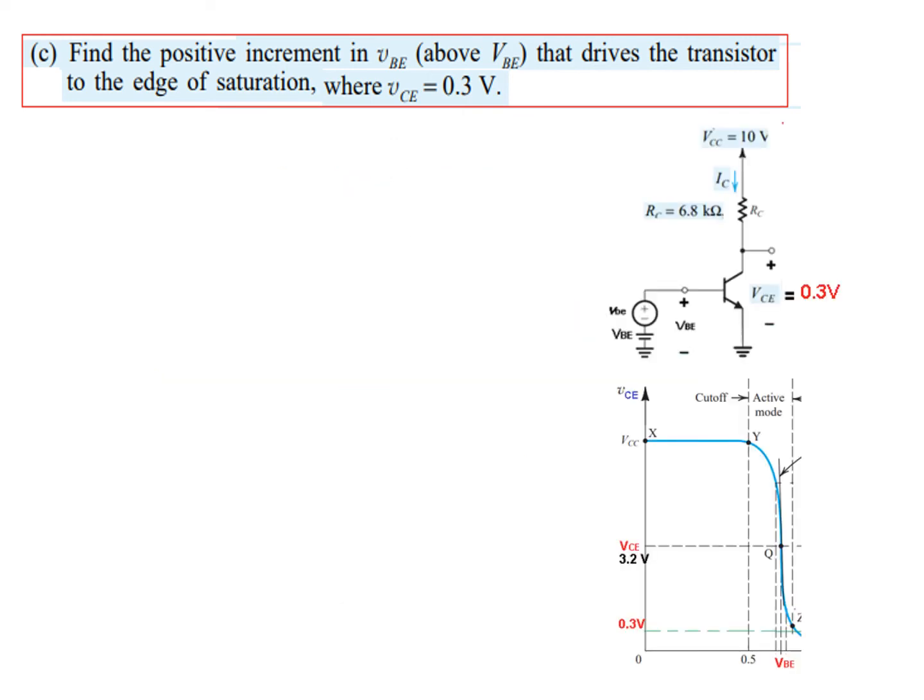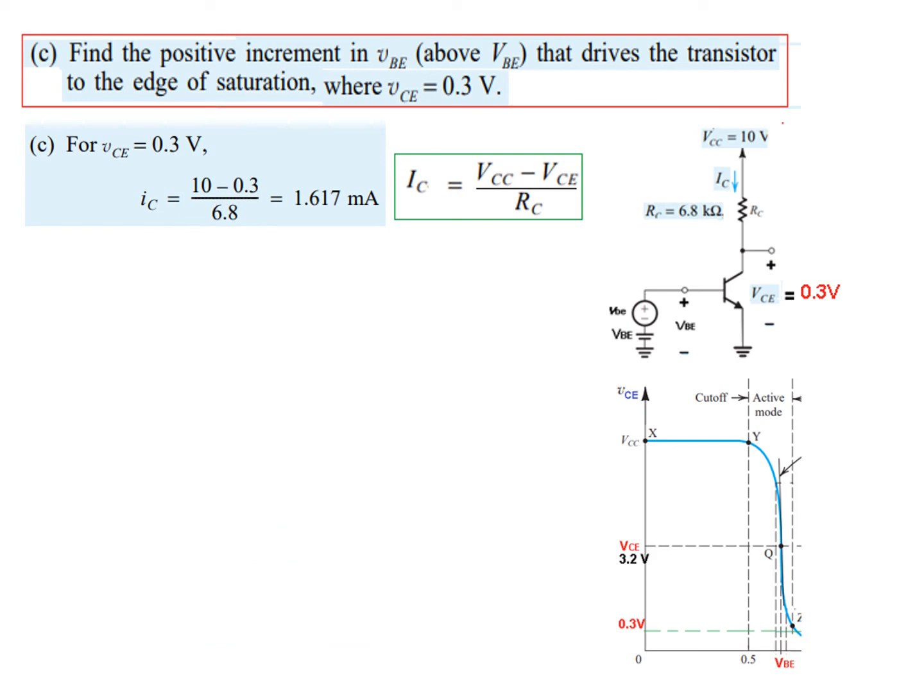Now, at this point, VCE will be 0.3. We know this relation, so we have to find a new IC because VCE has now changed. Now for 0.3 volt, IC will be 1.617, that is (10 minus 0.3) divided by the load.